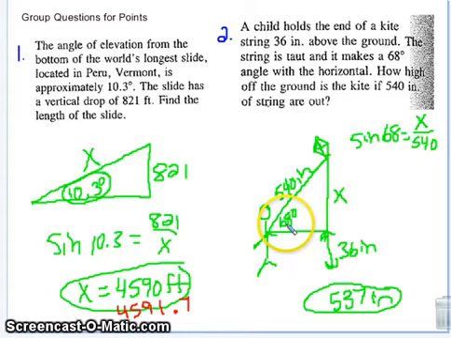We have an angle of elevation of 68 degrees. We know that the line from the child to the kite is 540 inches, so our relationship again is going to use sine, opposite over hypotenuse. In this case, our variable's in the numerator, so we're going to multiply both sides by 540. Once we get that value, we're going to add in the 36, and we get 537 inches. Does anybody have a question about number 2?